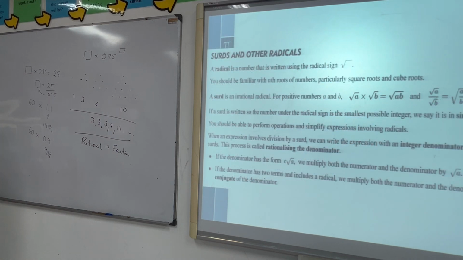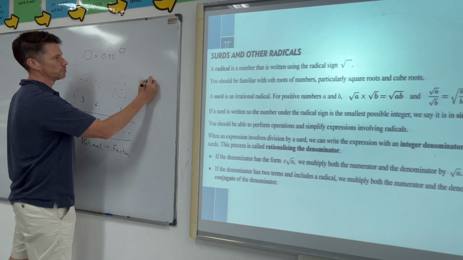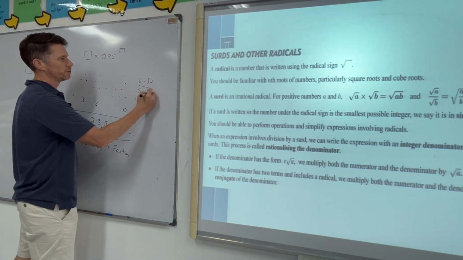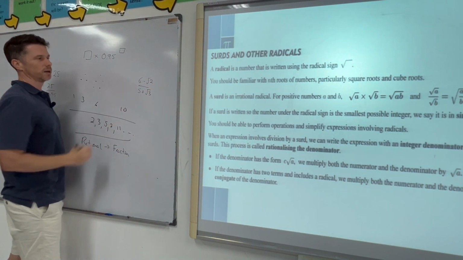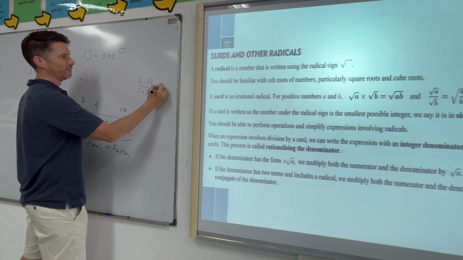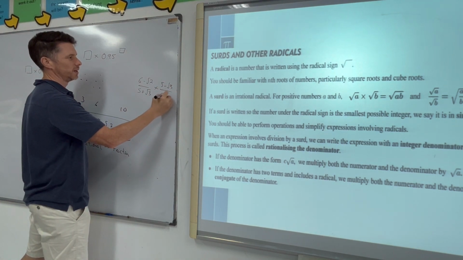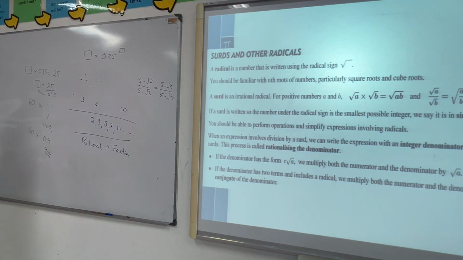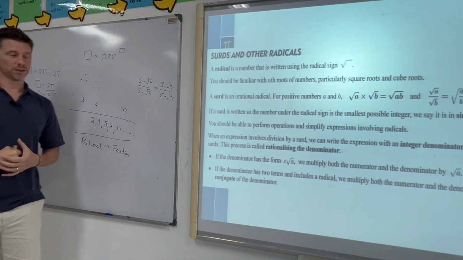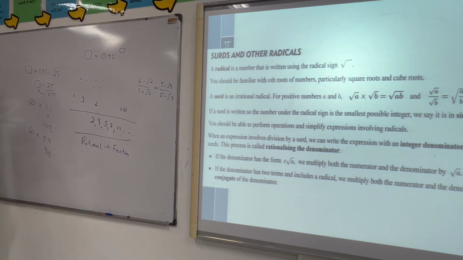And then surds, we need to be able to rationalize the denominator. So if we have a surd such as 6 minus root 2 over 5 plus root 3, how would I rationalize this denominator? 5 minus root 3, very good. Rationalizing the denominator is turning the denominator into a rational number, so we don't have a surd, an irrational number, in that denominator. Don't want irrational numbers there, okay?